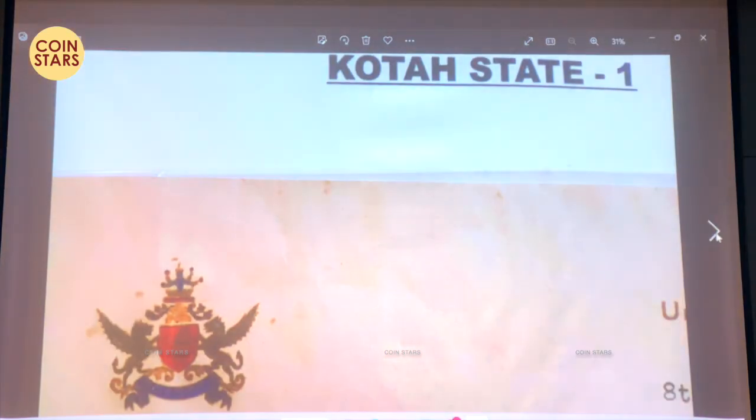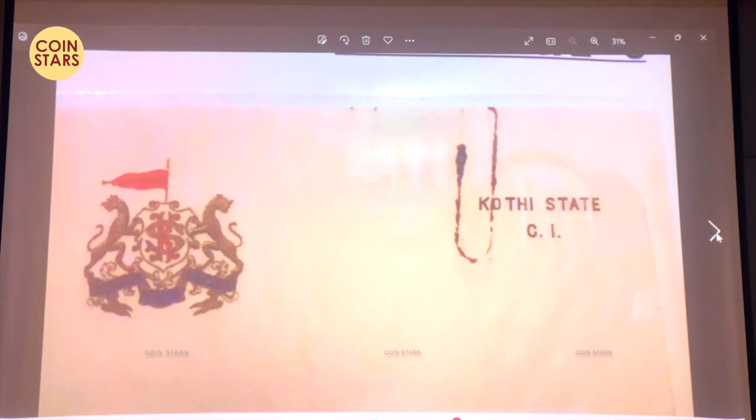Next, Kota, with Mataji sitting on top, with these horses with the wings holding the shield. Next is Kothi state in central India, now Madhya Pradesh. These two lions or tigers, they are not looking at each other but away, holding the flag, and the king's initial here in the shield.